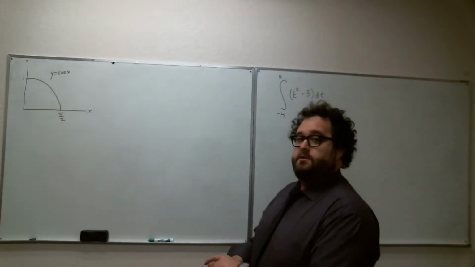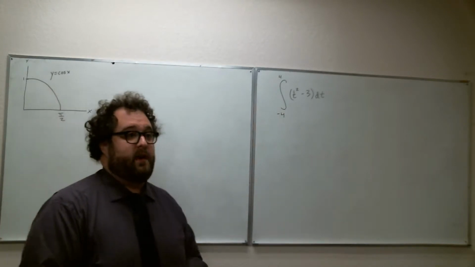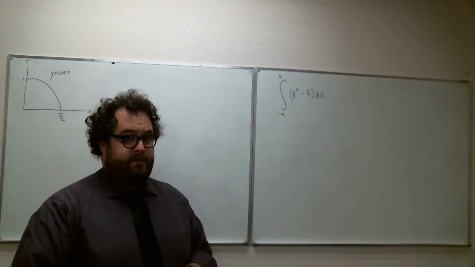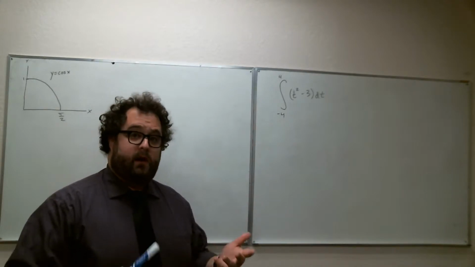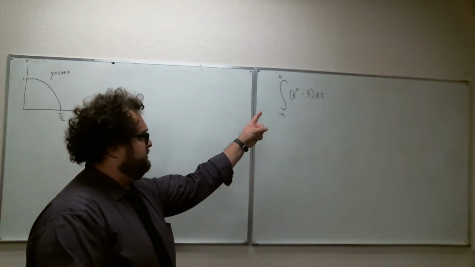Alright guys, we have a few questions we need to answer this morning. Both are about Chapter 5. Chapter 5 is about anti-differentiation, and then area, and then definite integration. So here, let's first look at this one.